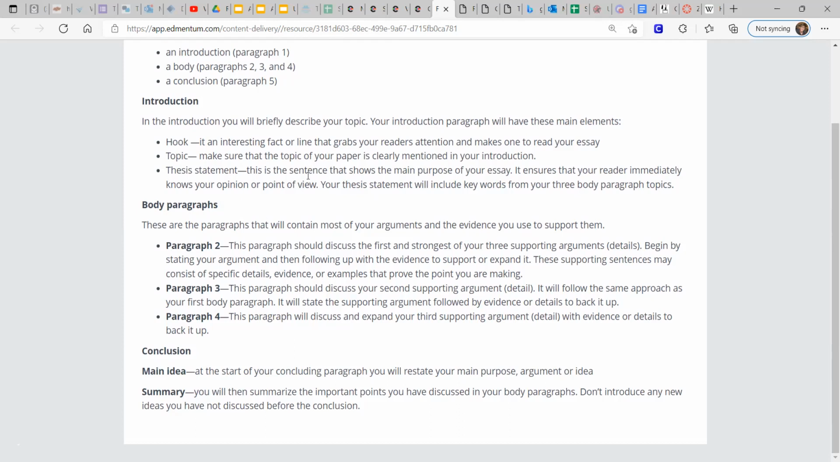And you really want to hammer in your conclusion. You don't want to bring any new information necessarily. You just want to wrap it into the main idea, summarize, and conclude.